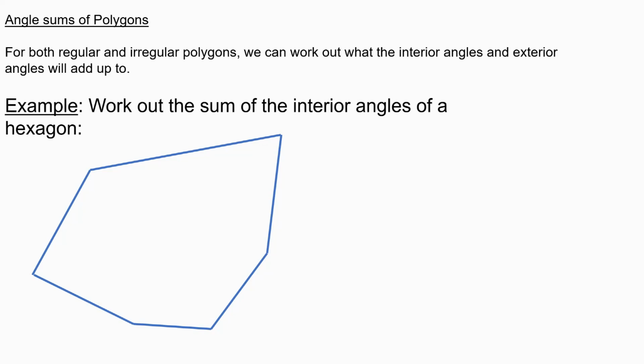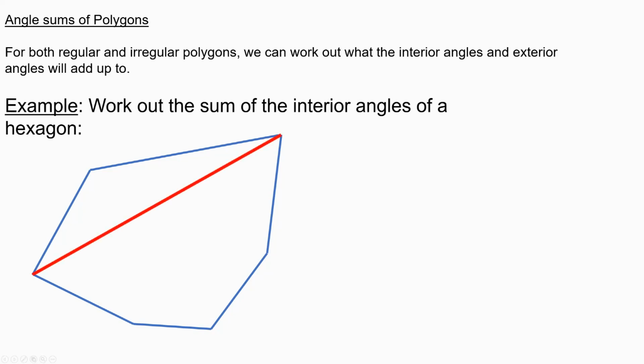Now, we're going to look at some relationships to do with sums of angles. For both regular and irregular polygons, you can work out what the interior angles and exterior angles will add up to. If we start with interior angles, let's see if we can work out the sum of the interior angles of a hexagon. And the trick is to look at how many triangles you could divide the interior into.